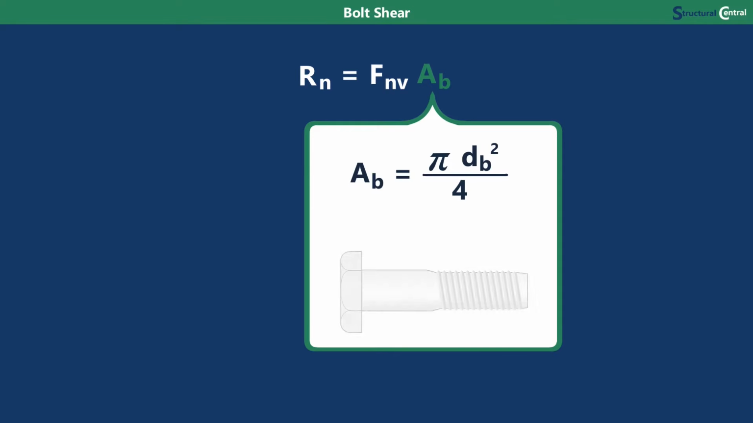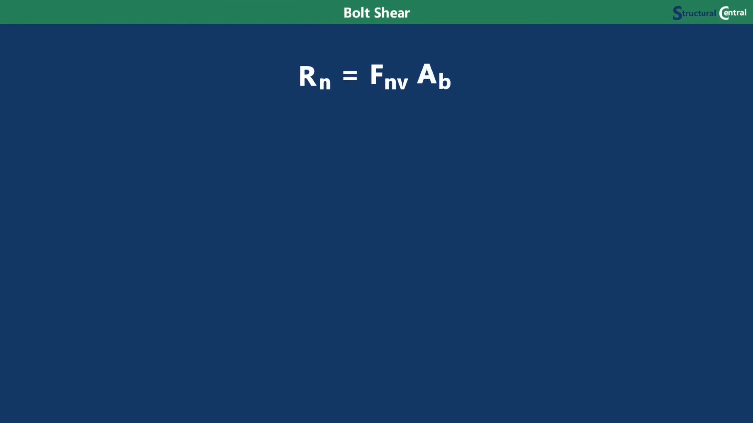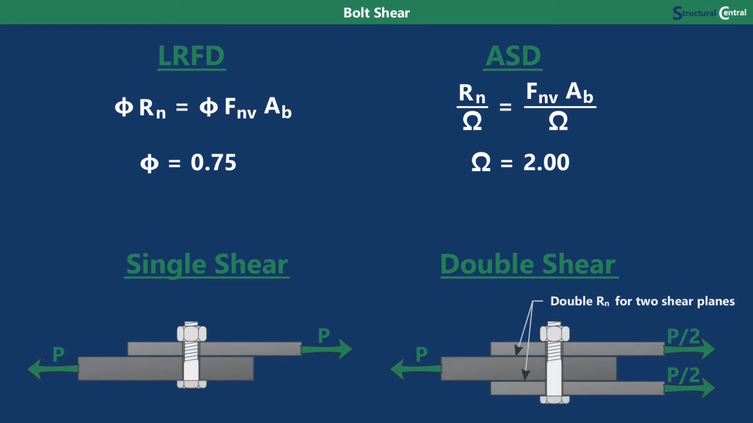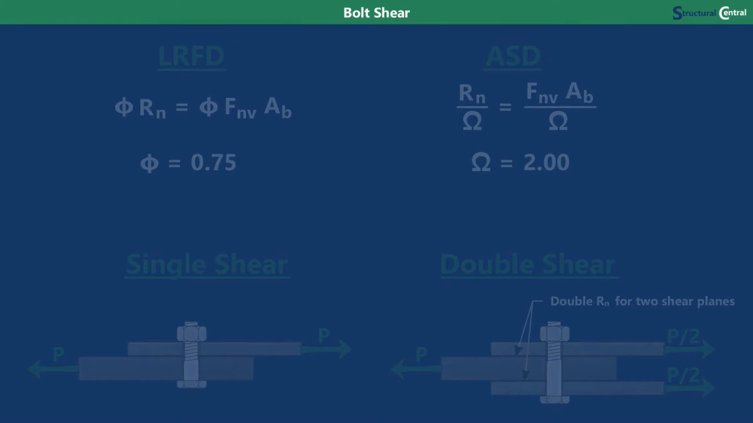For the diameter, you get to use the full thickness of the unthreaded region of the bolt. This is the case even if the bolt shear has to be transferred through the threads, since this was already accounted for when Fnv was determined. You then include your LRFD or ASD safety factors to get the design bolt shear capacity. You can also multiply this by 2 if the connection is configured so that the bolt is in double shear, which means it transfers the force through 2 separate shear planes.